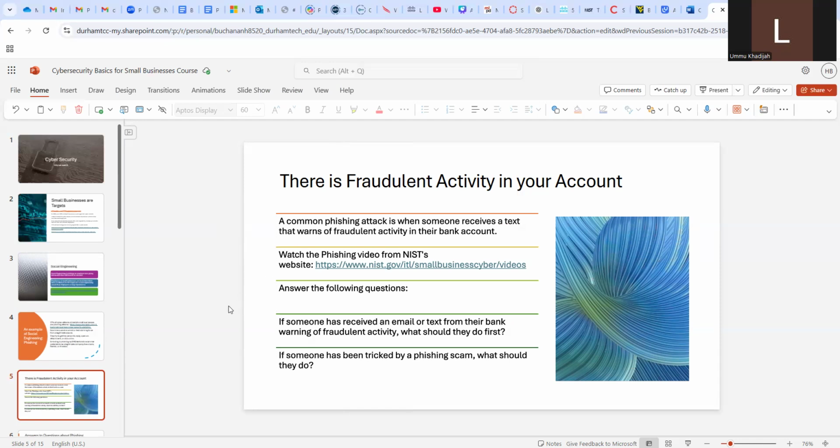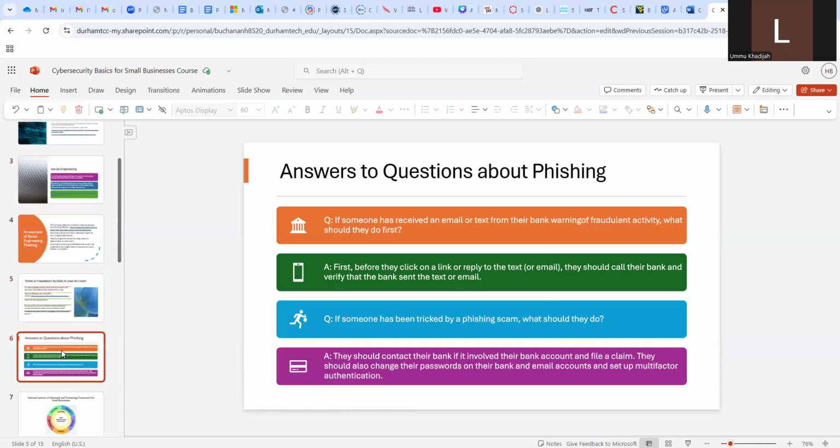After we watch the video, I would ask, if someone has received an email or text from their bank warning of fraudulent activity, what should they do first? If someone has been tricked by a phishing scam, what should they do? So we're going to ask that. Then I would have the answers as well. We would show the answers about what we can do when someone has fallen for a phishing attack.